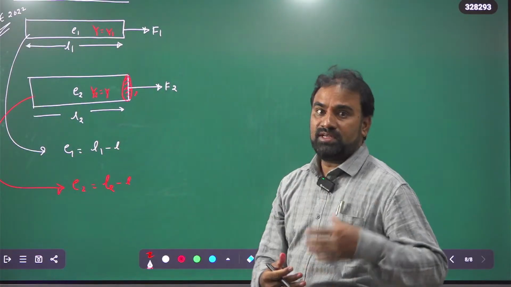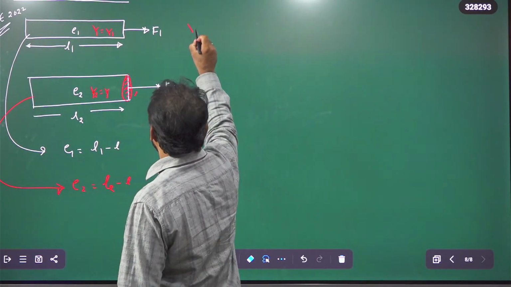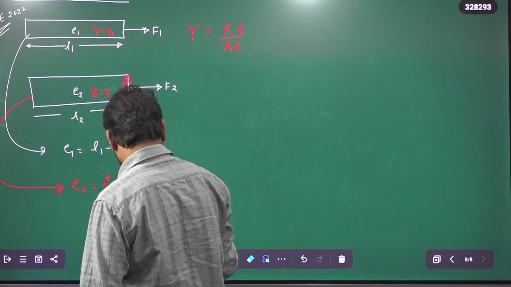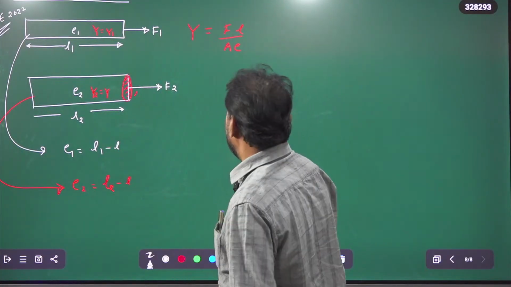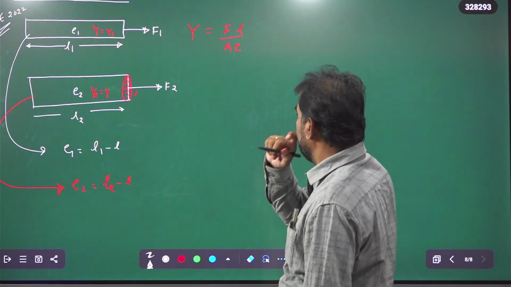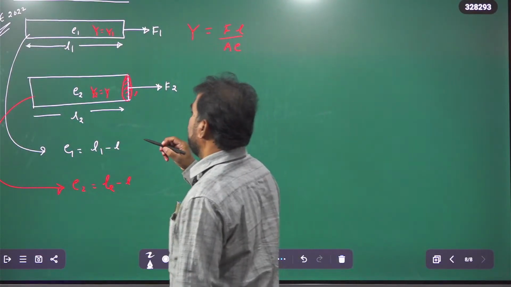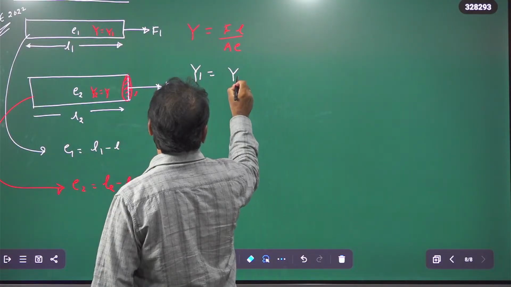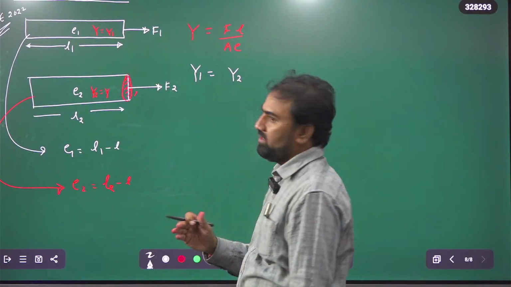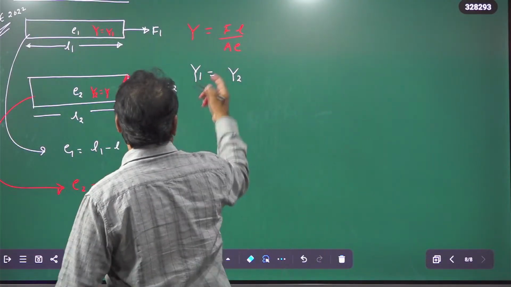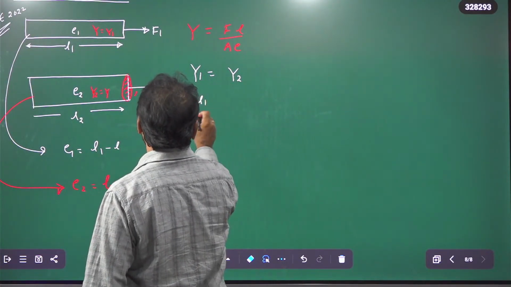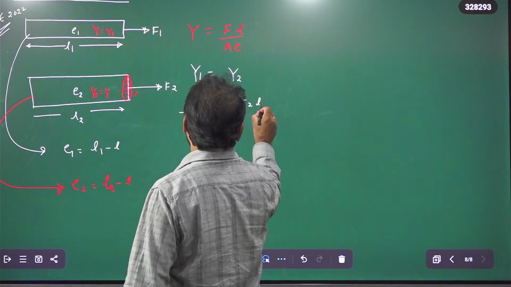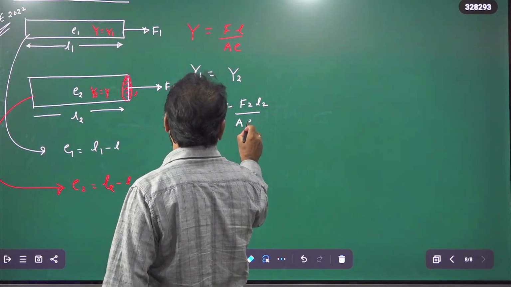From the principle of Young's modulus, which is already known, Y is equal to FL upon AE. Y is constant, and the area of cross section also remains constant. So Y1 would be equal to Y2, because both have the same material. Y1 means F1 L1 upon A E1 is equal to F2 L2 upon A E2.